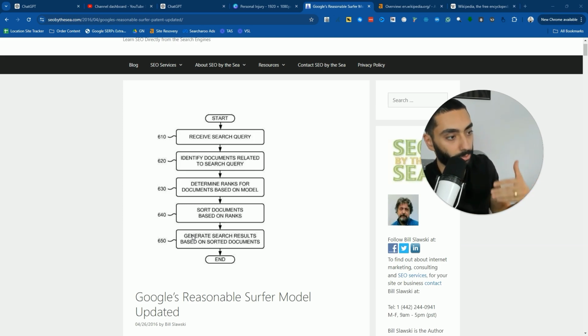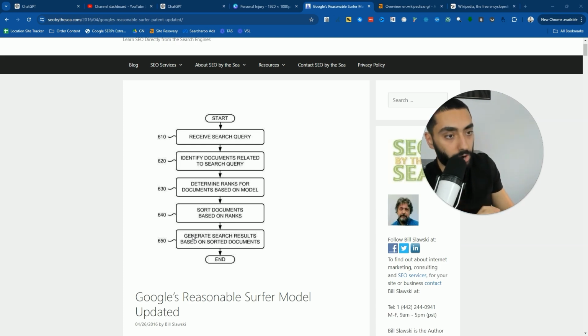So for example, if casual-law.com had 6,000 backlinks and a load of really well-written articles on personal injury lawyers, and all my competitors were lower than my thresholds, then I would be number one. That's essentially, in layman's terms, how this reasonable surfer model works.